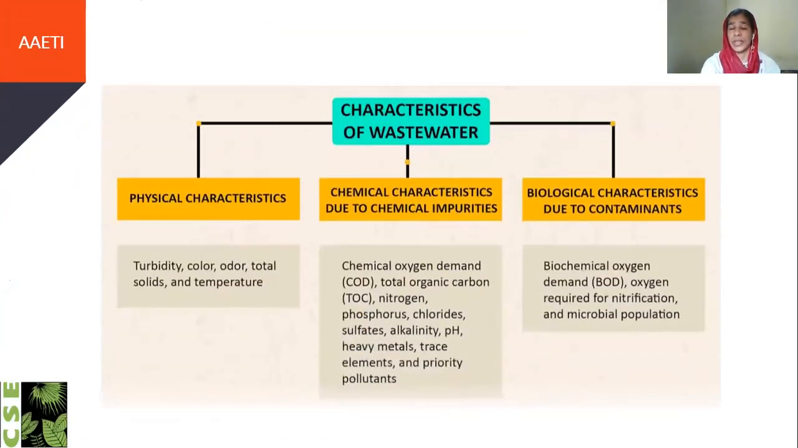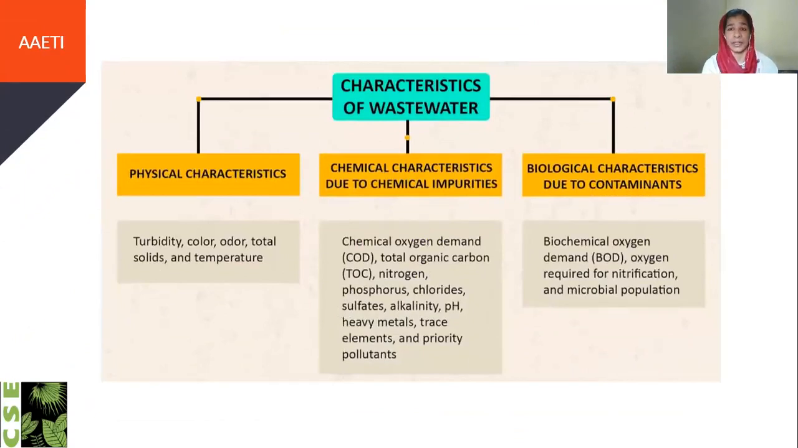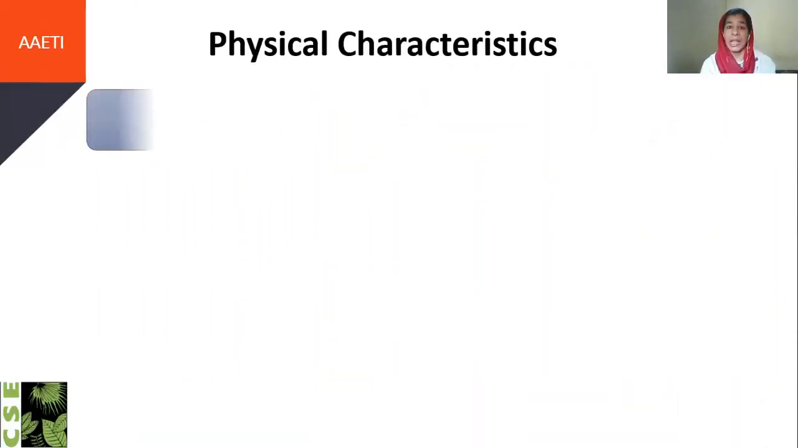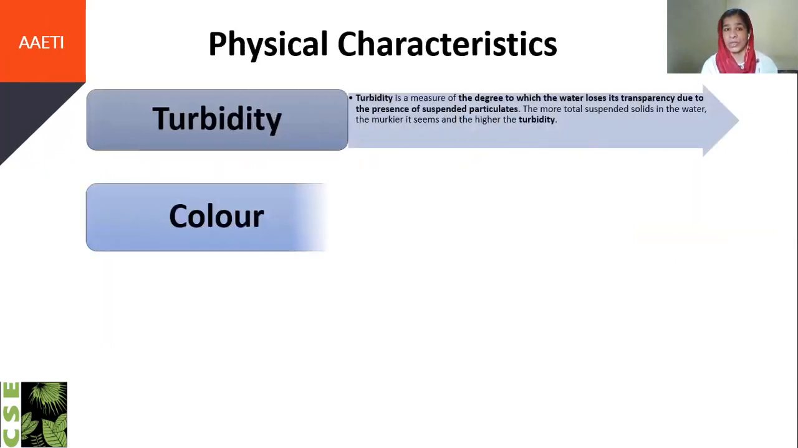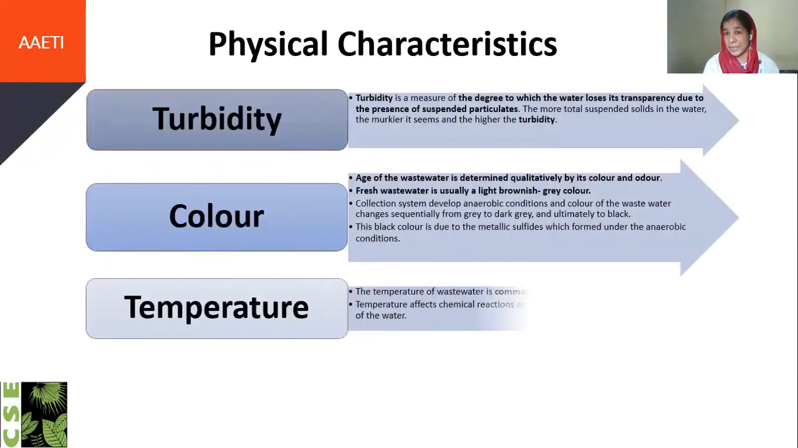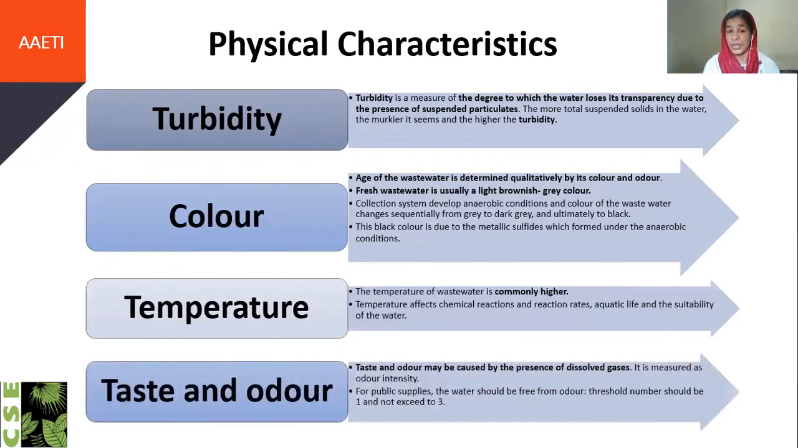Now, coming to the characteristics of wastewater, it has been categorized into three categories. One is physical, chemical, and biological. When we say physical, the physical characteristics of wastewater comprise turbidity, color, temperature, taste and odor, and solids. So, turbidity means the degree to which the water loses its transparency due to the presence of suspended particles.